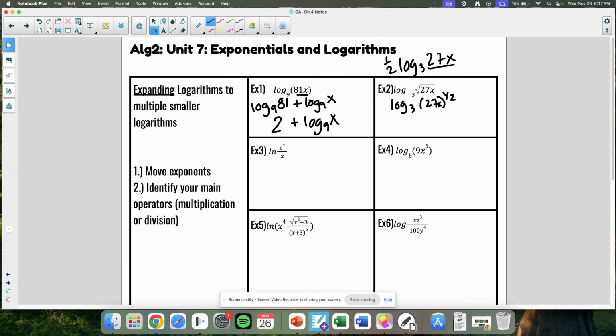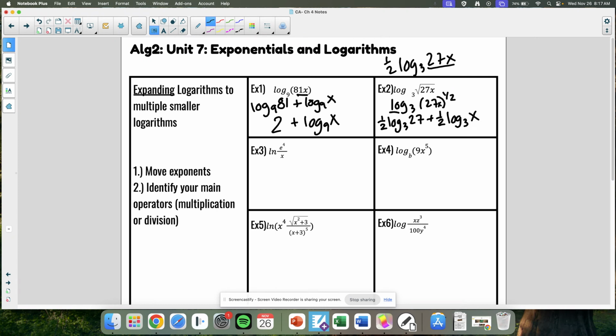Inside the log, what operation are the 27 and the x doing? They're multiplying, so when you pull it apart, what will they pull apart with? Addition. Now that 1/2, do you see how it's in front of it? So when I pull these apart, do you think they'll both get the 1/2 or just one of them? Both of them, because originally that square root was on both of them, so then they both get the 1/2. And then last step, if your logs are always numbers, you should see if it has a nice answer.